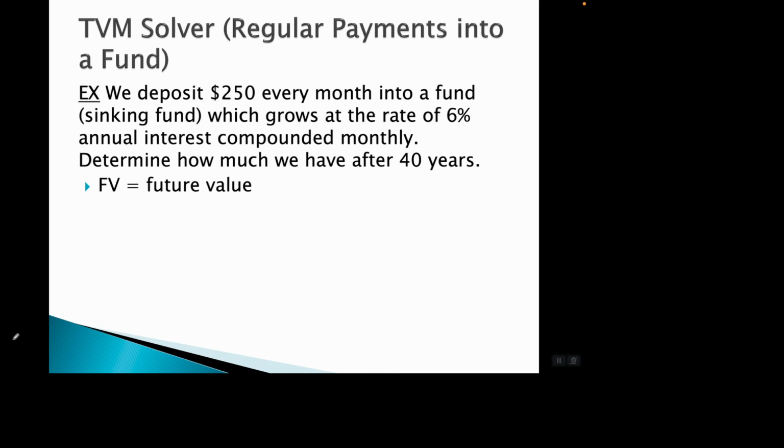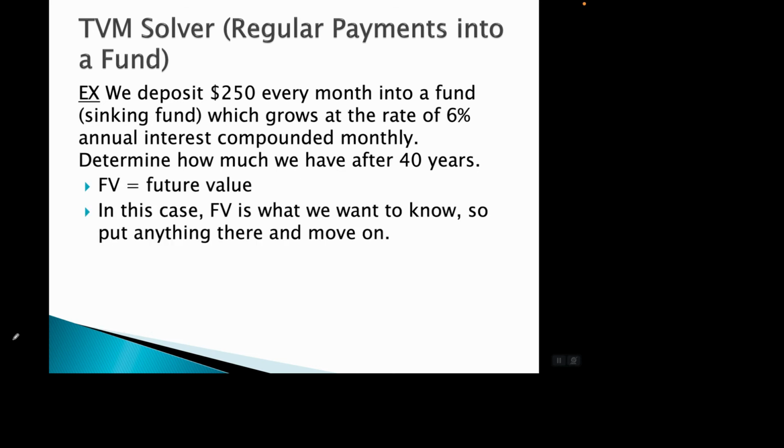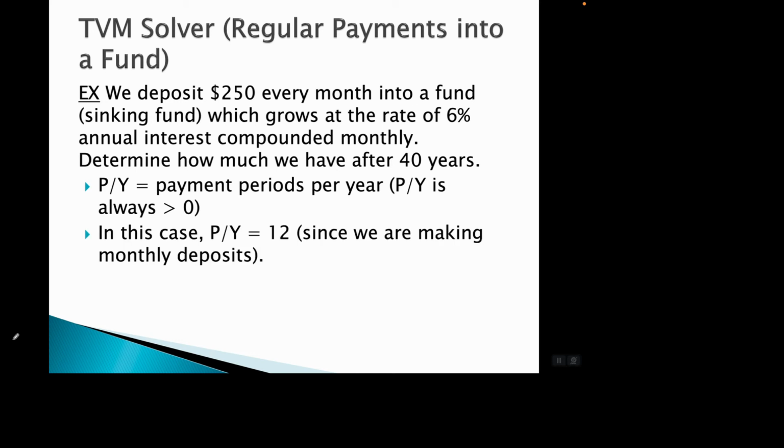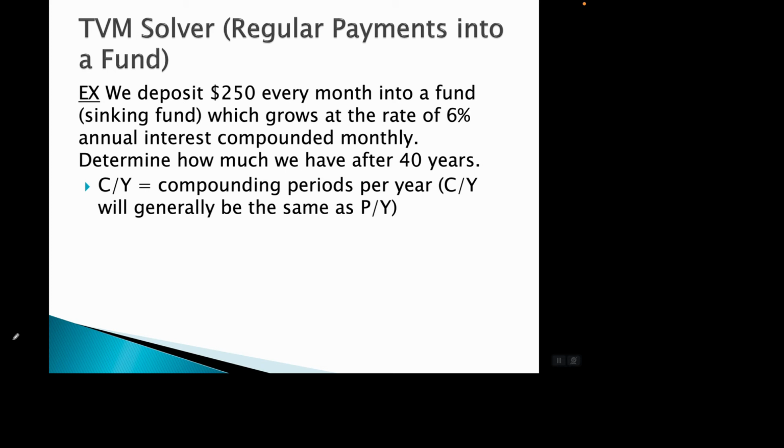FV is future value. In this case, FV is what we want to know, so put anything there and move on, like your phone number, or your social security number, your date of birth, whatever. P/Y is payment periods per year. This is always greater than 0. In this case, P/Y is 12, since we're making monthly deposits.